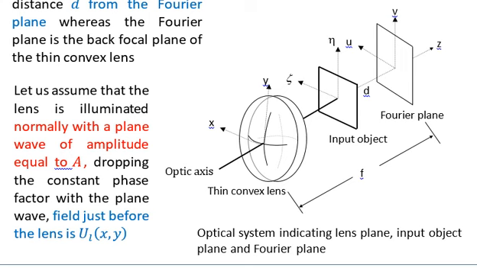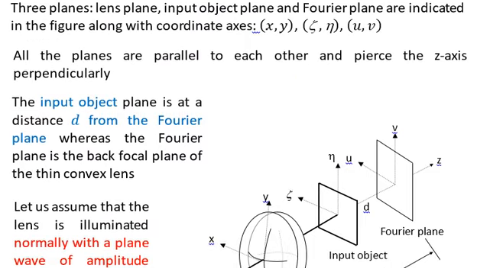The three planes pierce the z-axis perpendicularly, and the optic axis is along the z-axis. That is, all three components, the thin convex lens, the input object and the Fourier plane, are centered at the z-axis, or the optic axis. Below we have the caption, the optical system indicating a lens plane, input object plane and the Fourier plane.